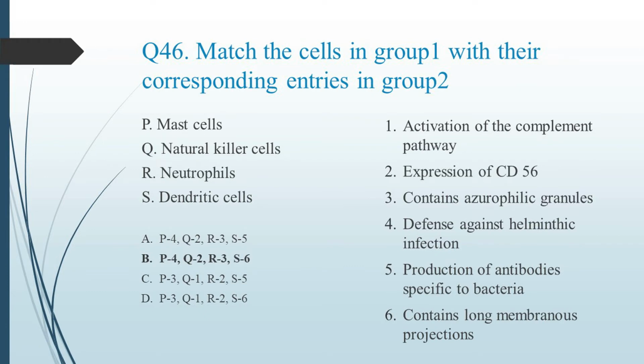Question number 46 is, match the cells in group 1 with their corresponding entries in group 2. So mast cells provide defense against helminthic infection. Dendritic cells contain long membranous projections. Neutrophils contain eosinophilic granules, and natural killer cells express CD56. So option B, that is P4, Q2, R3, S6, is the right option.